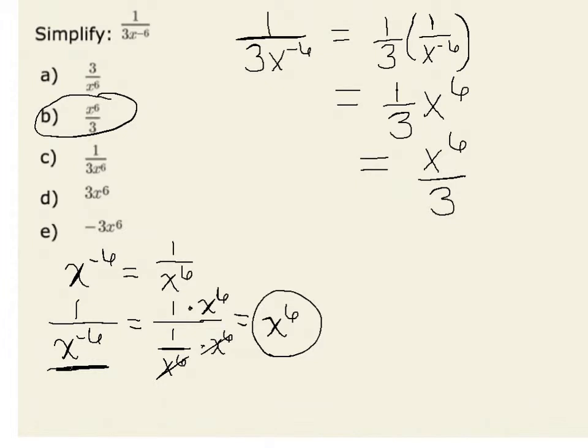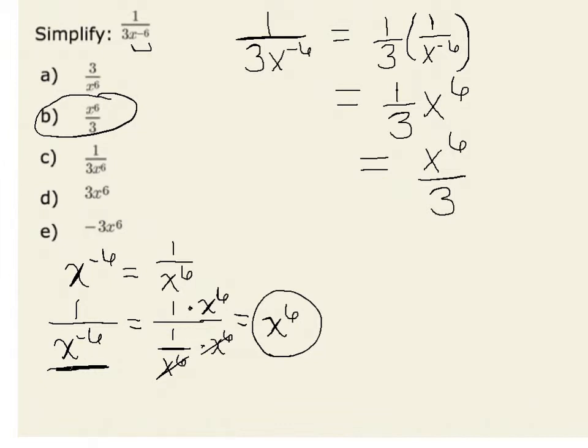Another way that we could look at this is to just use our rule. We might have seen right away that x to the negative 6 in the denominator could be rewritten as taking and bringing x to the numerator to the positive 6th power. That would also give us x to the 6 divided by 3.